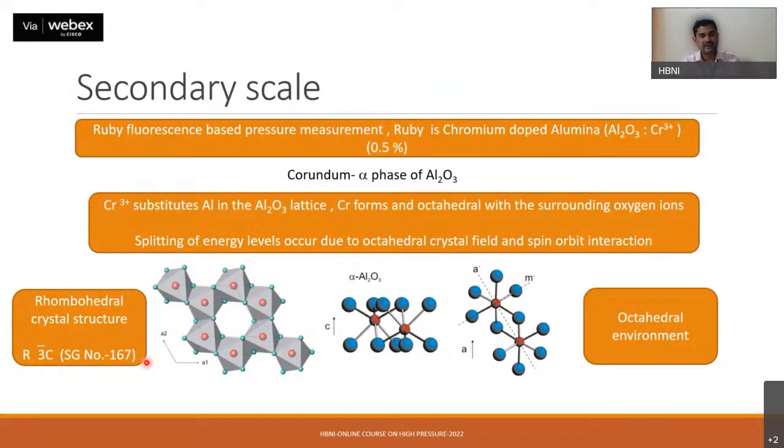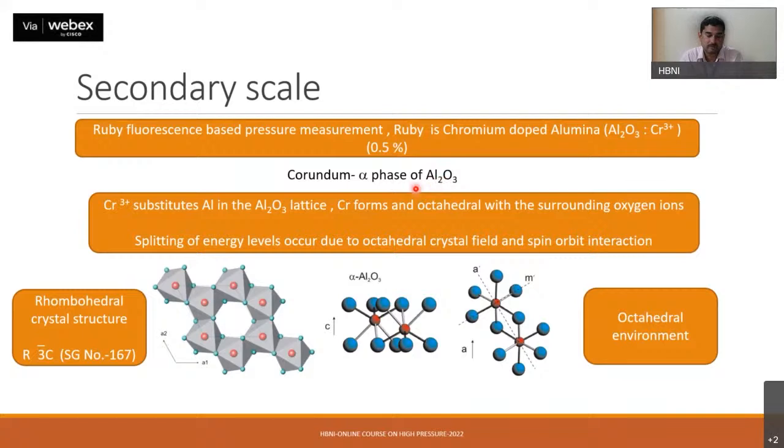In the secondary scale, the most famous and most prominently used scale is ruby fluorescence based pressure measurement, where ruby is nothing but chromium doped alumina. We all know alumina, Al2O3. If you dope this Al2O3 with Cr3+, a transition metal, at 0.5%, then it gives fluorescence. We also call this alpha phase of Al2O3 corundum.